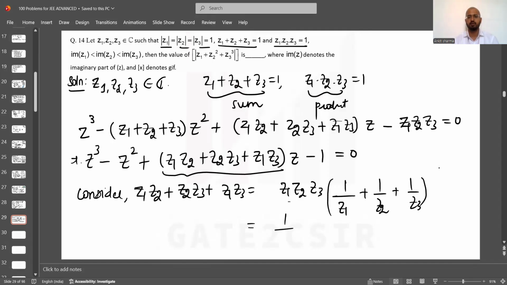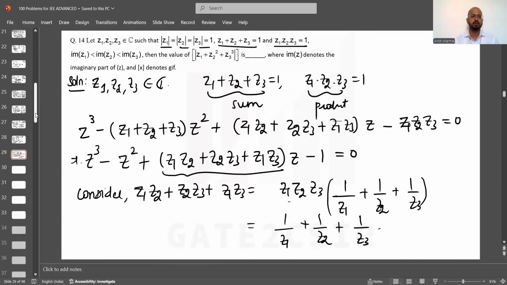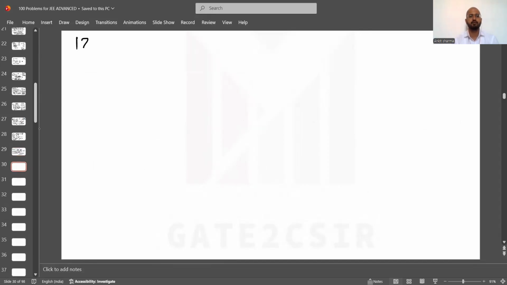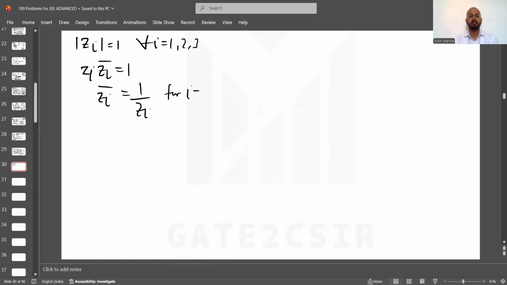So I have here 1/Z1 + 1/Z2 + 1/Z3. Now we need to get rid of all of these, so we'll take the help from the modulus concept. We have |Zi| = 1 for i = 1, 2, 3. If I square this, I get Zi · Zi bar = 1, so Zi bar = 1/Zi for i = 1, 2, 3.